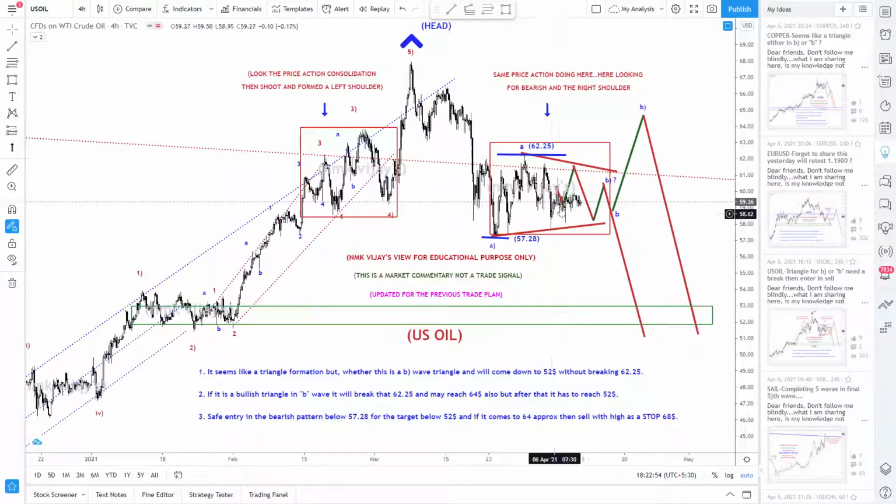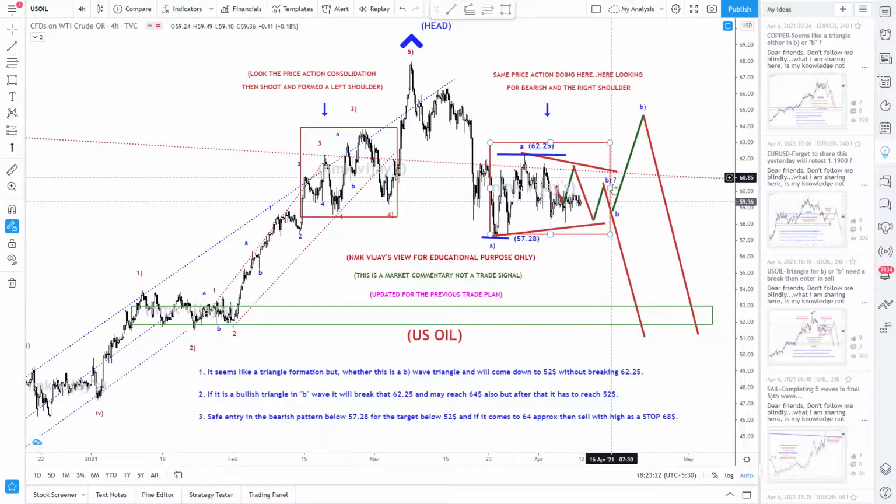Whether a triangle may happen or may not, I'm just curious about that triangle in the B wave and the fourth wave. That can happen or may not, but that correction has to end, right? So whether it is in the irregular flat or B as a triangle, within these two corrections, it has to form the correction.